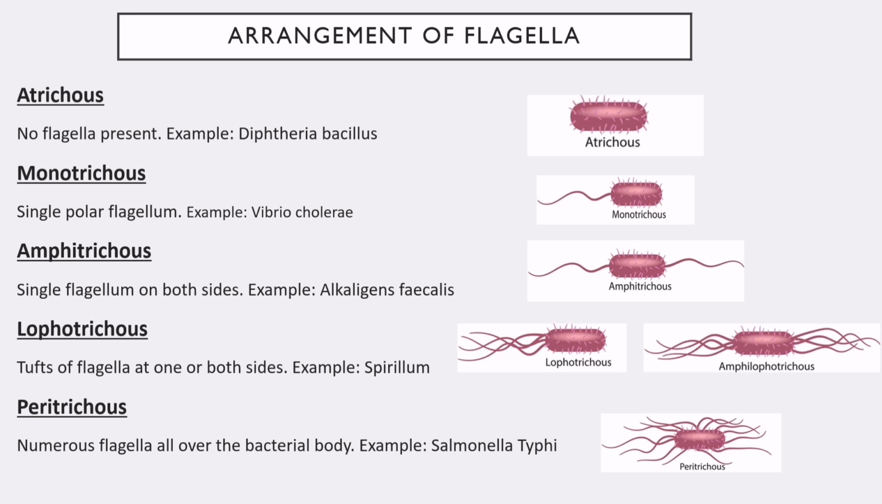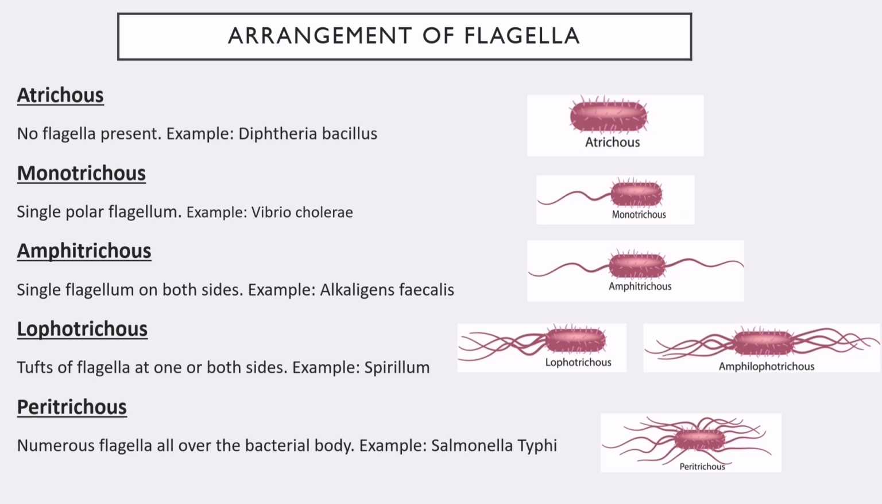So there are different types of bacteria. We can classify them on the basis of the arrangement or the number of the flagella present around their body. So first of all, we have atrichous. A means not, and trichous basically means hair-like. So atrichous means there is no flagella present around the bacterial cell. One of its examples is diphtheria bacillus. There are many examples of such bacteria.